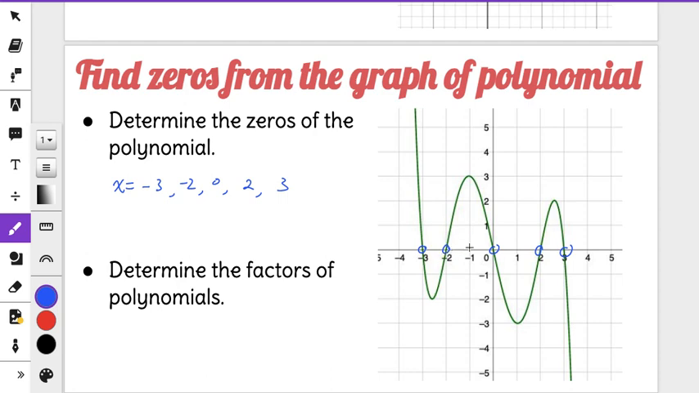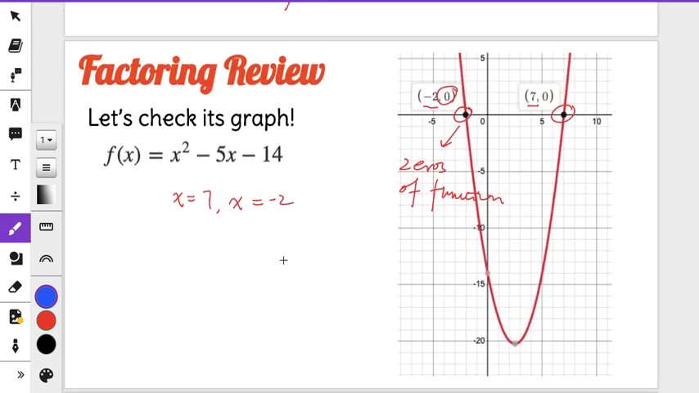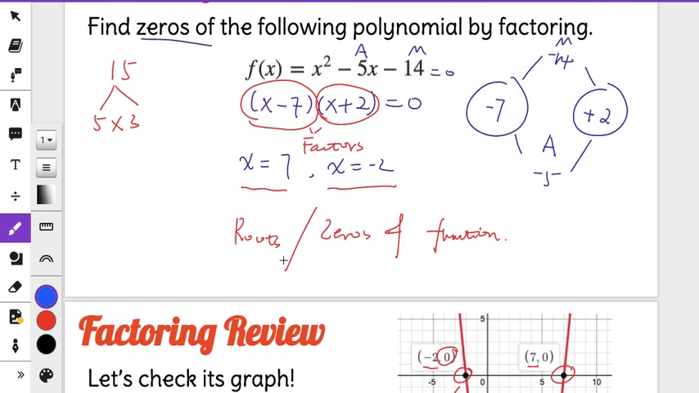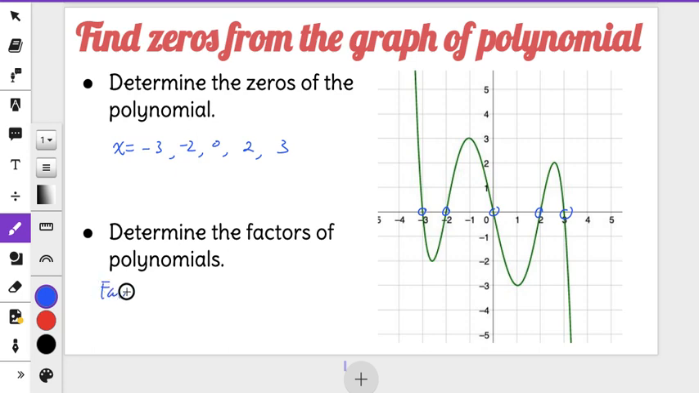Now, we are going to determine the factors of the polynomial. You may have already noticed the connection between factor and zero: basically we reverse the sign. Because these are the values that make it 0, the factors are: one factor is x plus 3, the other one is x plus 2. Basically I just reverse the value here. The next one you could say is x minus 0, but since there's no change, you can just write x. Then x minus 2, and we have another one, which is x minus 3. Basically we reverse the value, because when we set these equal to 0 and solve, this is exactly the value we are going to get.